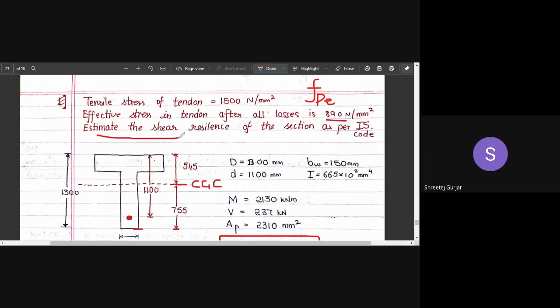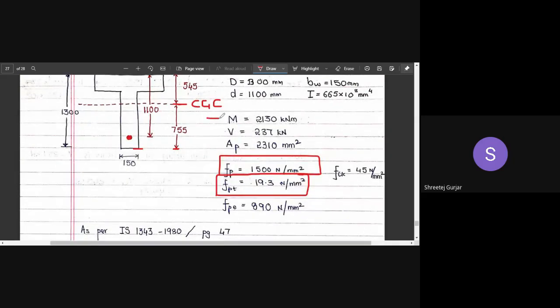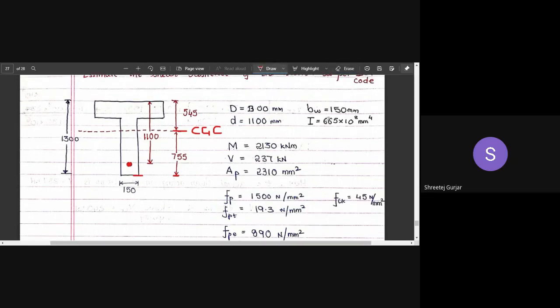Estimate the shear resistance of the section as per IS code. We have to determine the shear resistance of this particular section by following the steps of your IS code book. Here you can see we have been given the moment and the shear force. Once moment is given, as I told you, we have to use the second formula, that is VCR. Don't forget, don't use VCO, the first formula which we have used. Use the second formula. All the given data I have written over here.